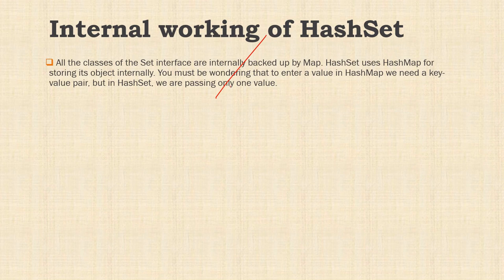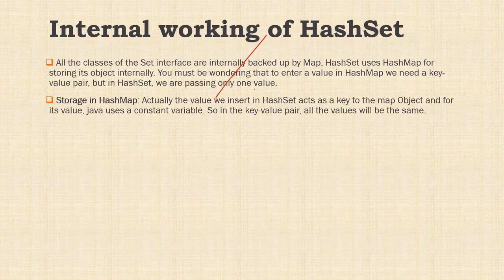Okay, so what is happening here in HashSet? It is storing the value in the state of key in HashMap. HashSet internally is a HashMap. So the value we store in the HashSet is stored as a key in the HashMap, and in place of the value it is storing some dummy value.